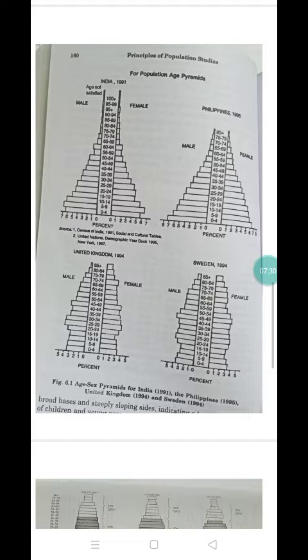Again in the case of the United States in 1994, we can see it is a stable one. Sweden also in 1994, these are stable groups where there is very little difference between the pre-reproductive age and the reproductive age, as compared to the post-reproductive. It means the older generation is less in number, but the difference between the children and the adults is very small. So we regard this as the stable, stable structured one.